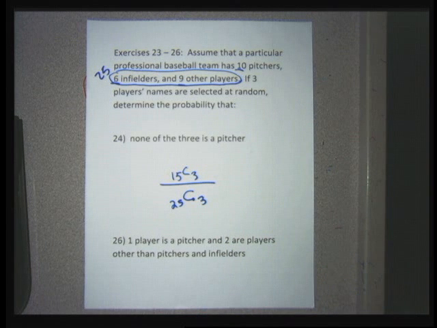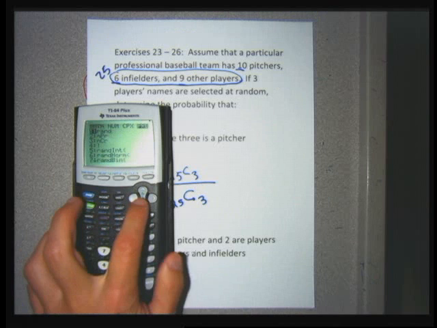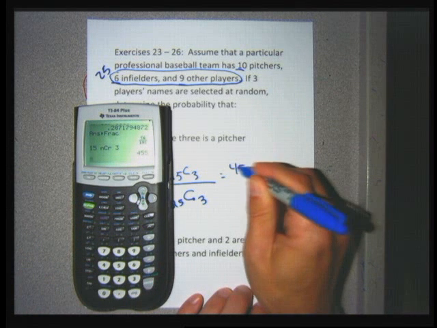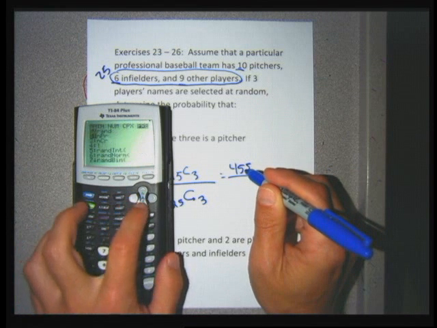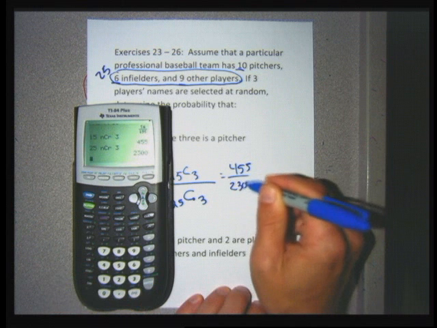And so in this case, that's why I said maybe it's a little bit tricky, because I had to group the players that weren't pitchers together into a group of non-pitchers. And when I do this, I get 15 choose 3, which is 455, over 25 choose 3, which is 2300.